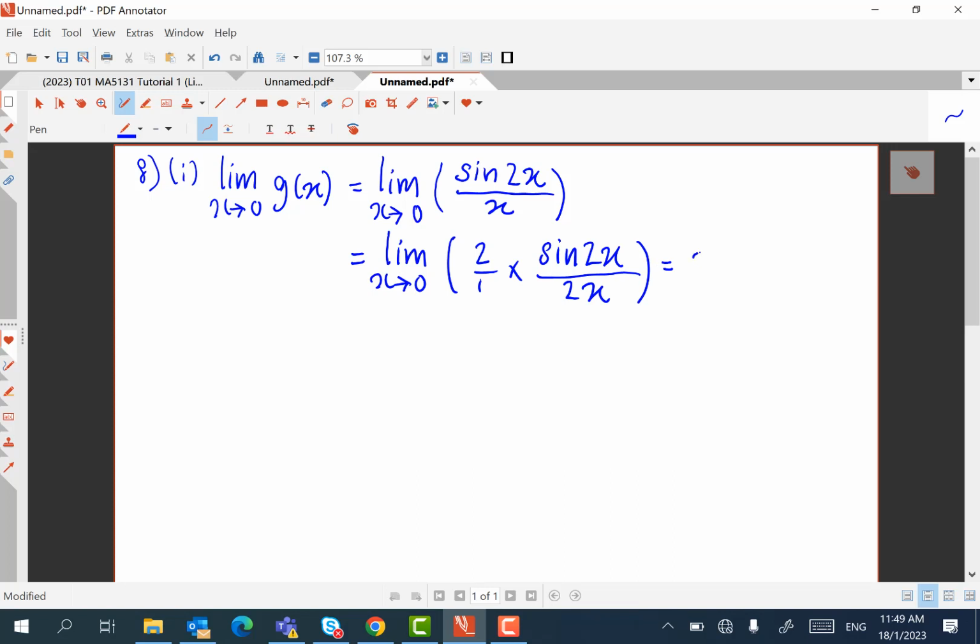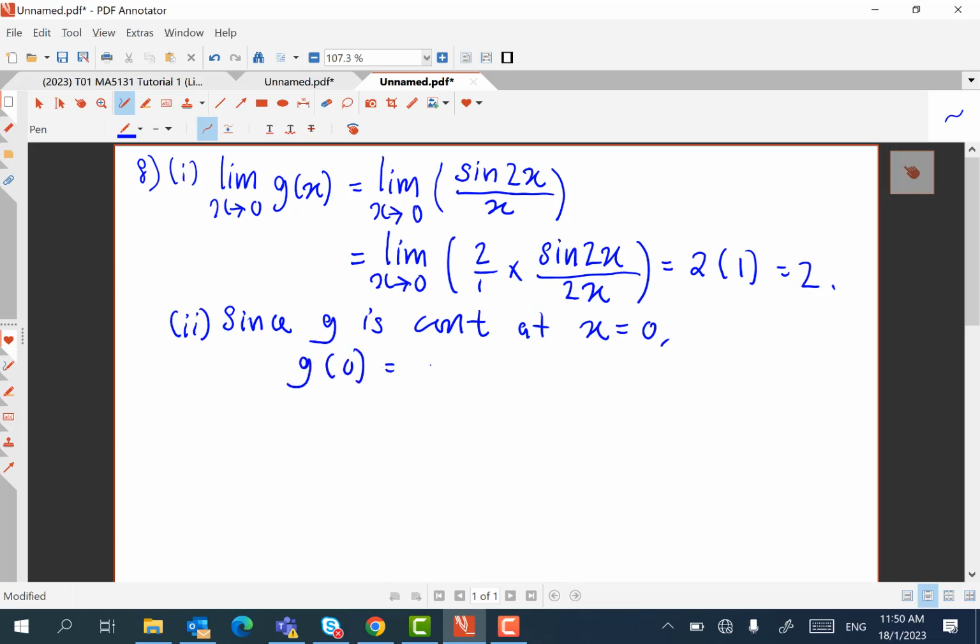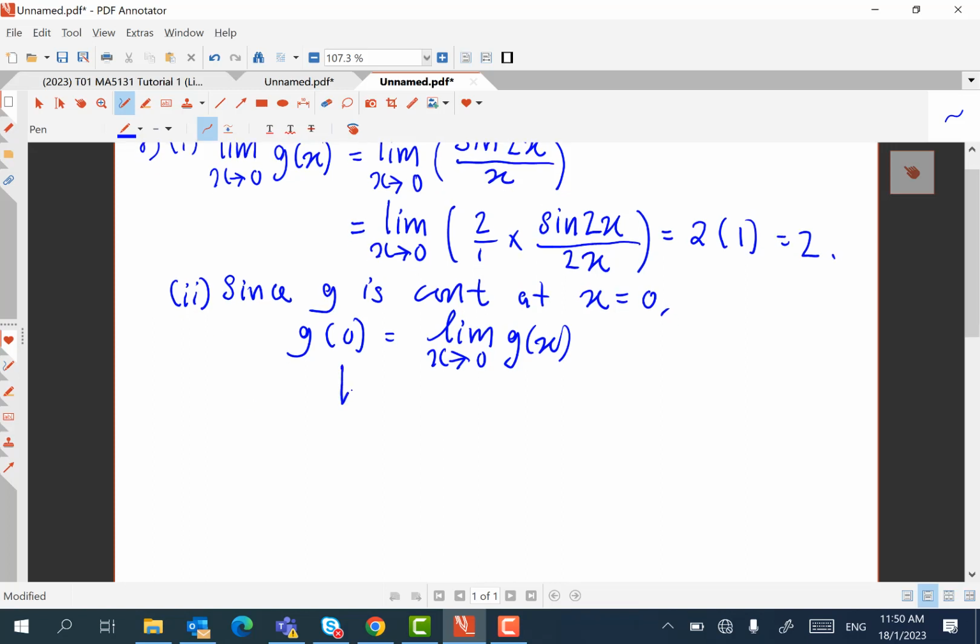Okay, are you ready for math? Part 2. Given that g is continuous, so you can write this note: since g is continuous at x equals 0, then you will know that g(0) must be equal to the limit. g(0) according to the definition of g is b, and the limit of this value was found to be 2.